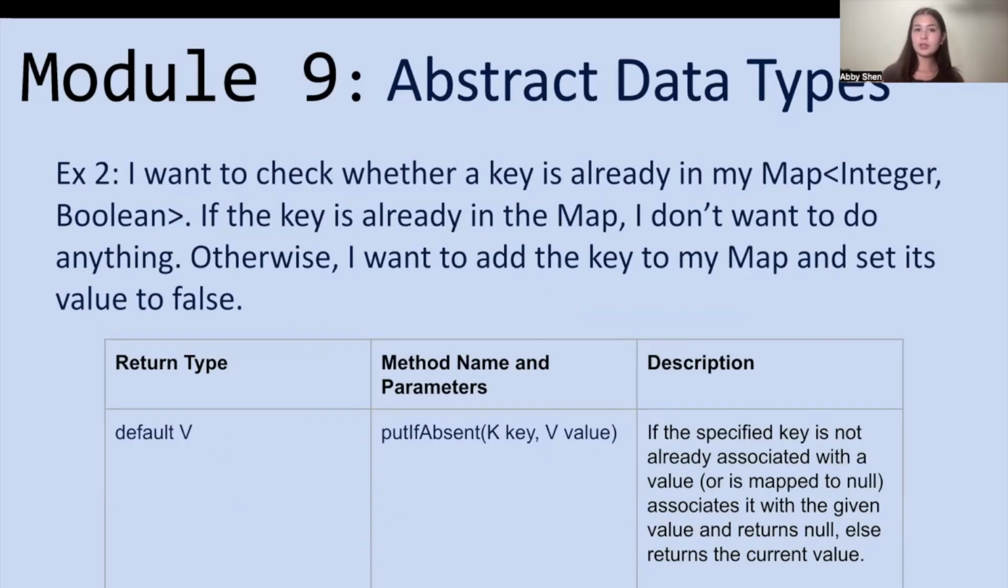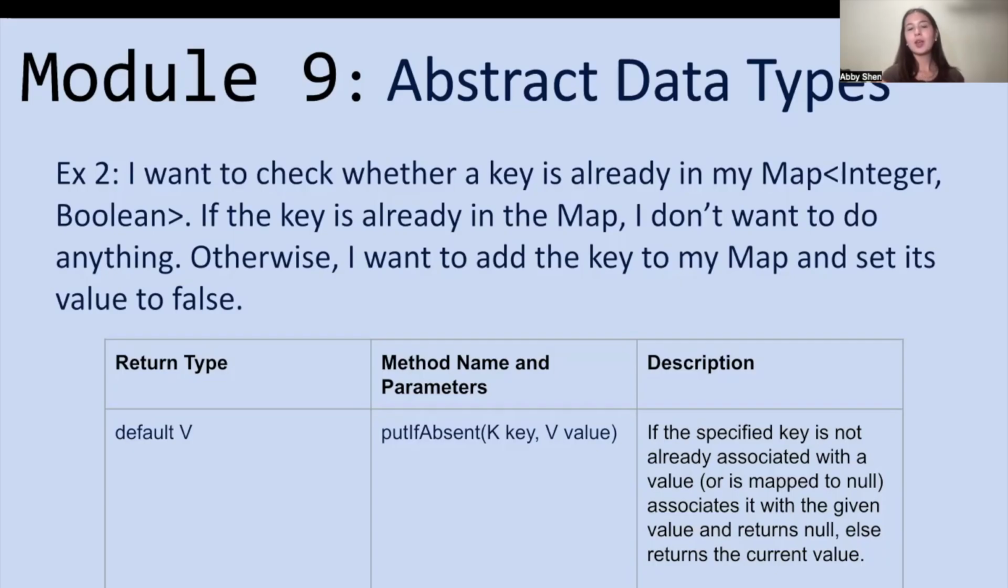Here's another example. Let's say I want to check whether a key is already in my map of integers and booleans. If the key is already in the map, I don't want to do anything. Otherwise, I want to add the key to my map and set its value to false. So we can look at this documentation here, and I'll give you a couple seconds to think about it for yourselves, and then we'll come back in a second.